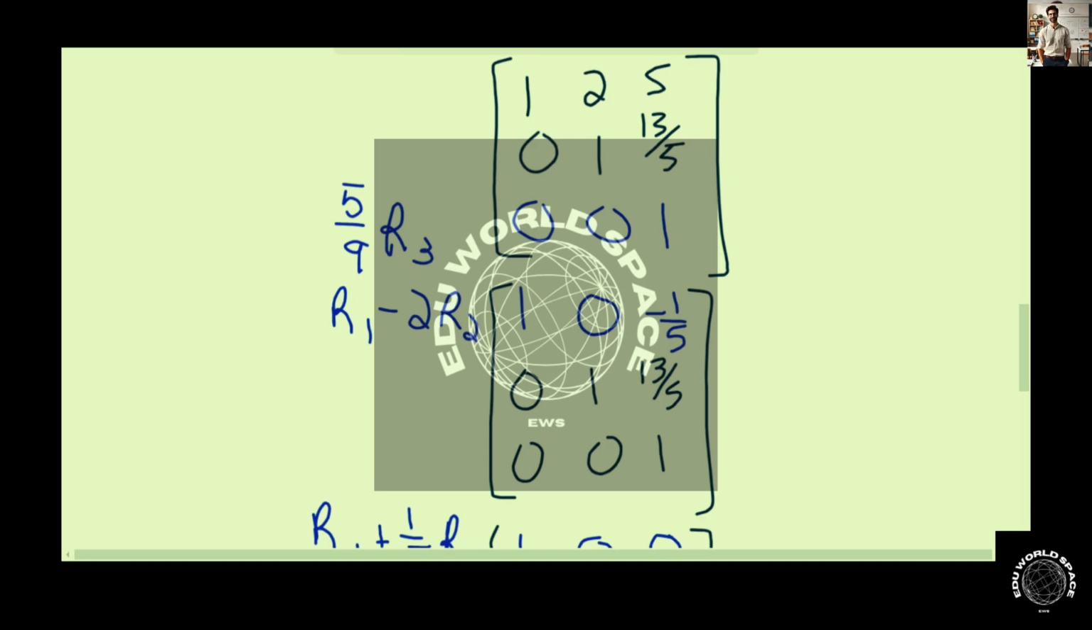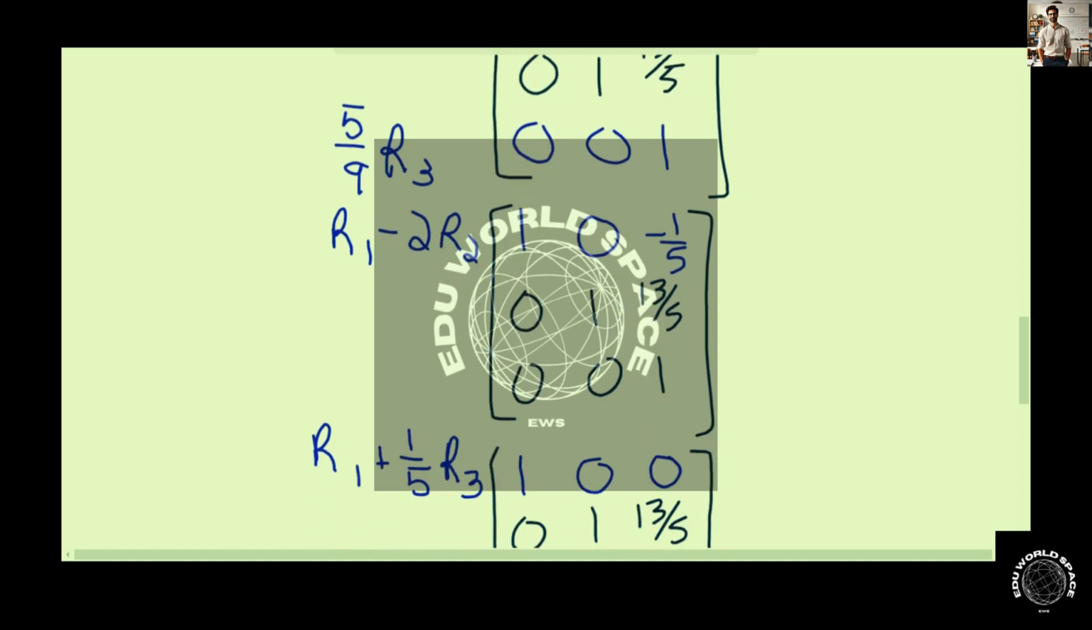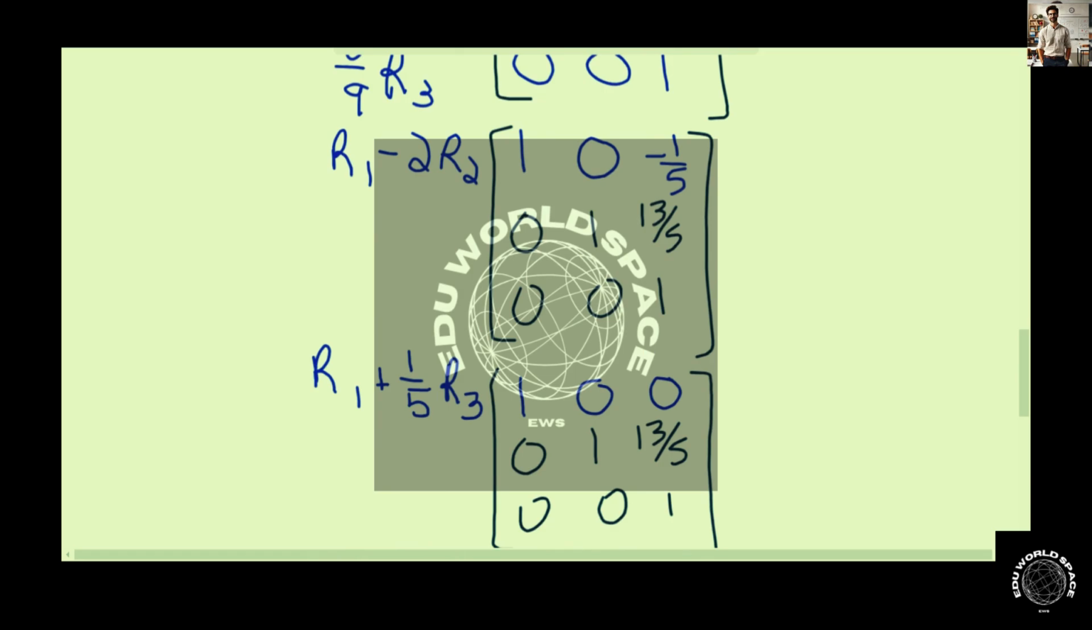Now we need 0s above and below, starting with in row 1, column 2. We can achieve that by doing row 1 minus 2 times row 2, because then we have 2 minus 2 is 0, 5 minus 2 times 13/5 is negative 1/5. Okay, then we can get a 0 in row 1, column 3 by taking row 1 and adding 1/5 of row 3 to it. Then we'd get a 0.